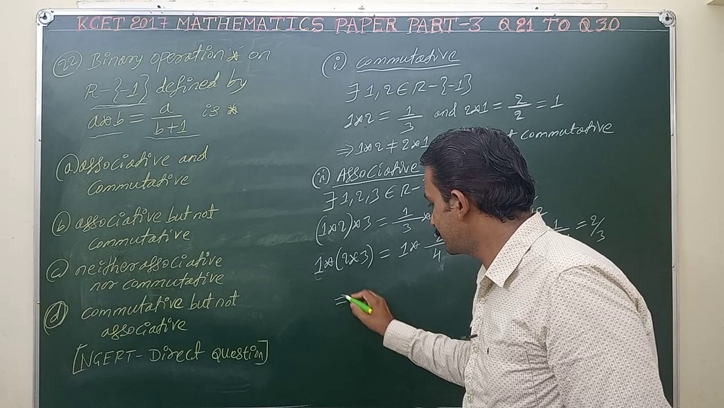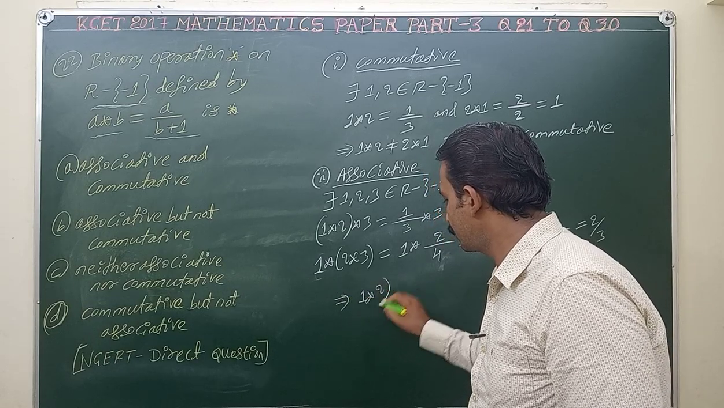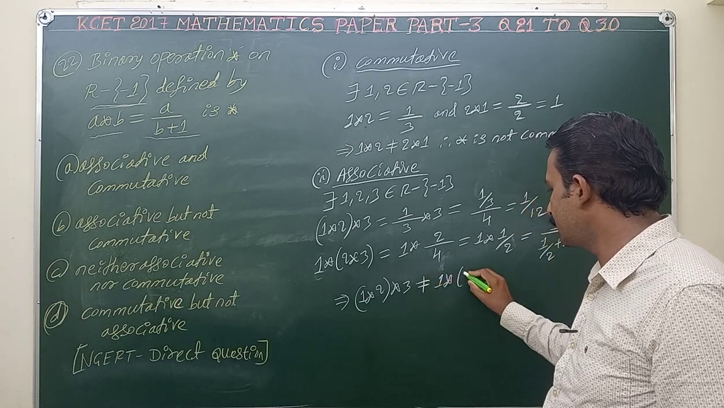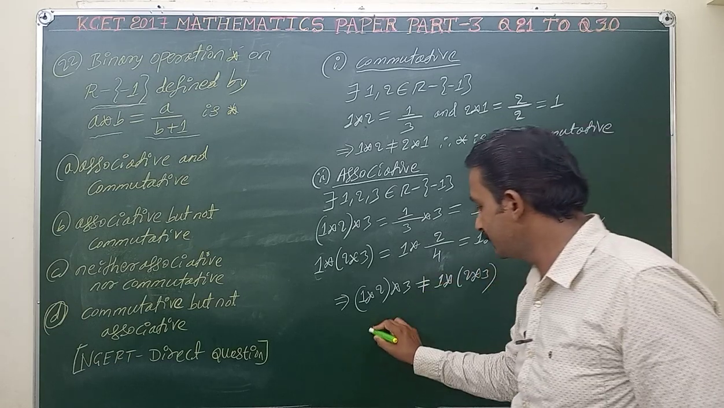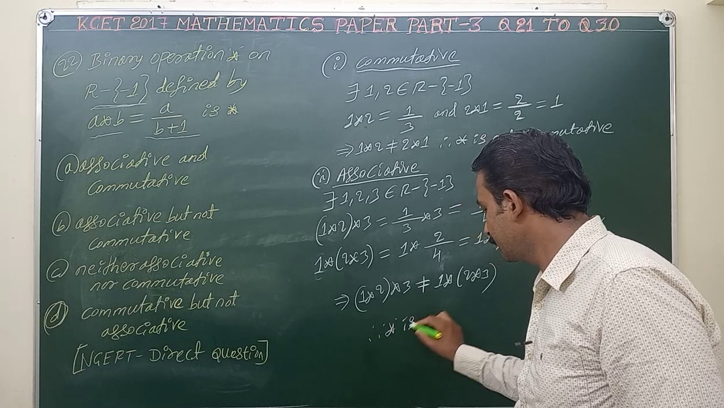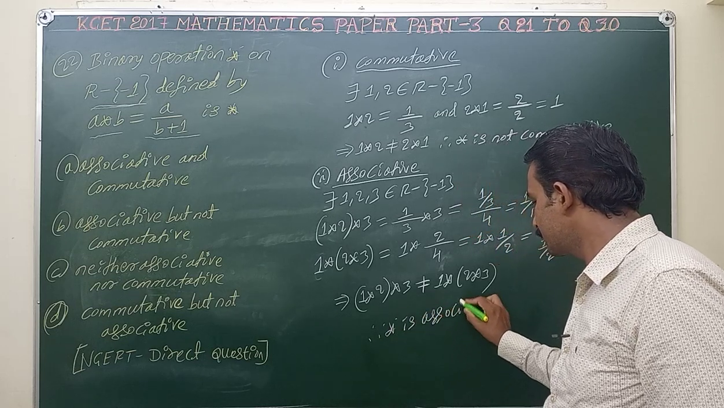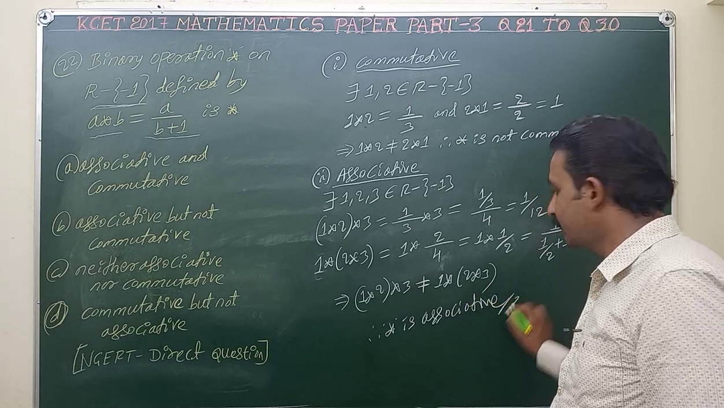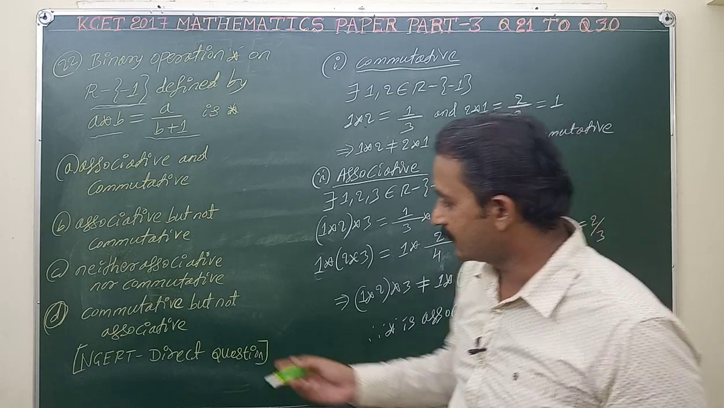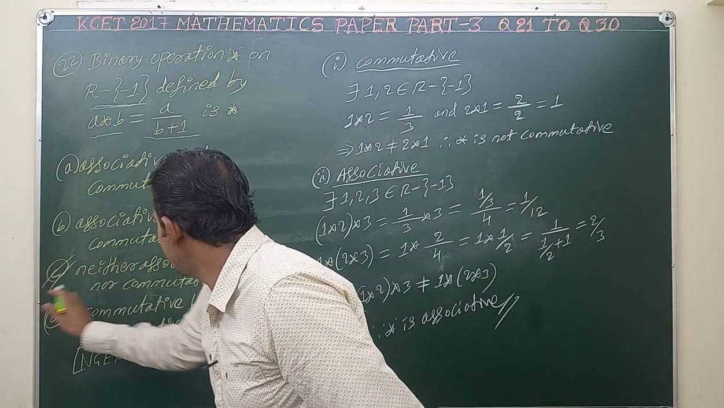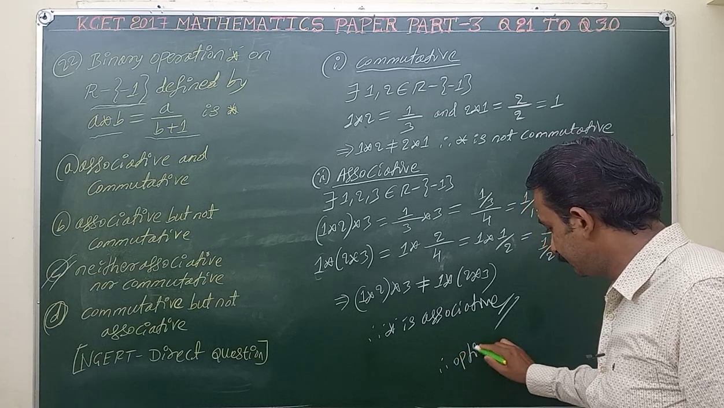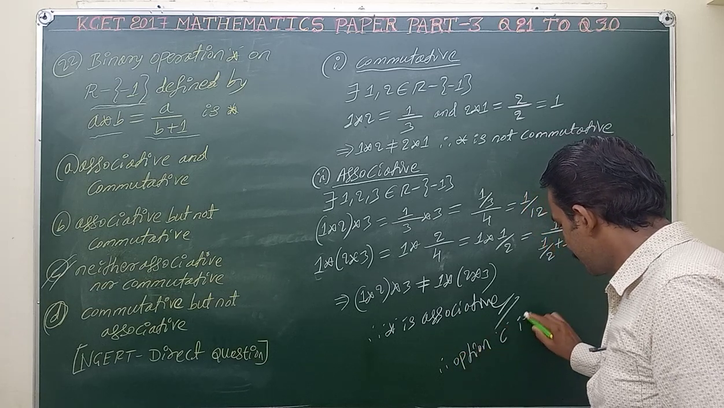So this implies (1 star 2) star 3 is not equal to 1 star (2 star 3). Hence star is not associative. So therefore it is neither associative nor commutative. The answer is option C, neither associative nor commutative. Therefore option C is correct.